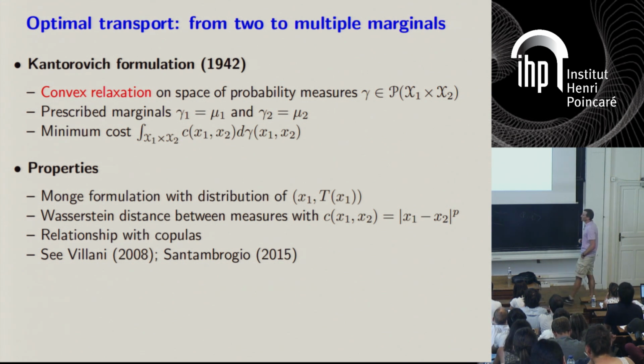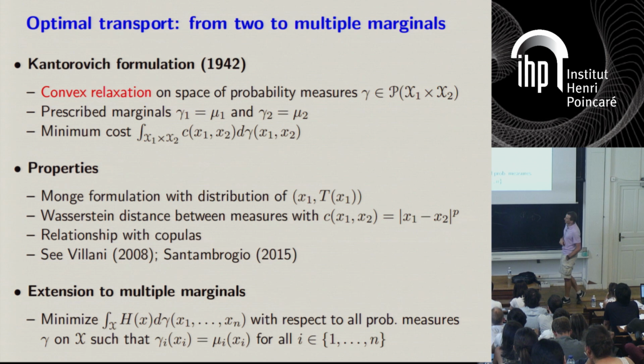The way we're going to use optimal transport here is rather through this extension to multiple marginals. If you go from 2 to n, this is the usual extension, and you can minimize the expectation over a full measure with prescribed marginals, and this is just optimal transport.